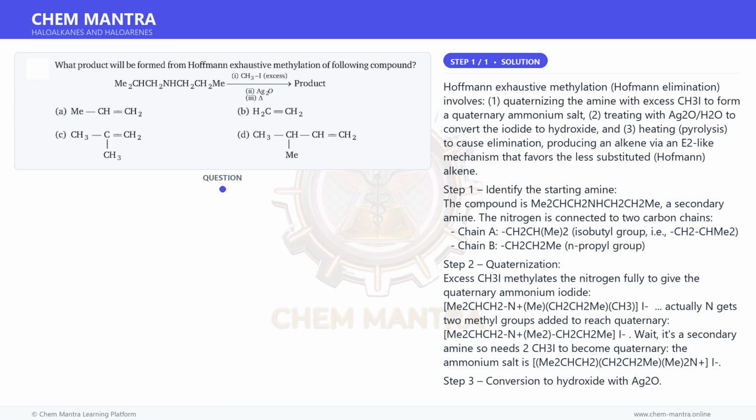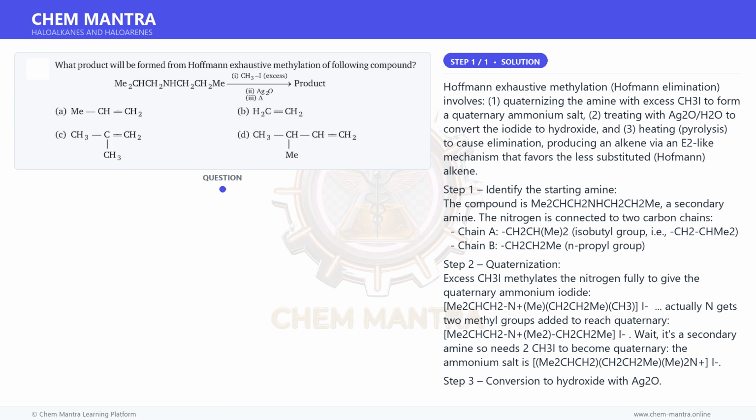Step 2. Quaternization. Excess CH3I methylates the nitrogen fully to give the quaternary ammonium iodide. Actually, it's a secondary amine, so it needs two CH3I to become quaternary. The ammonium salt is the isobutyl and propyl groups, plus two methyl groups on N+, with iodide.